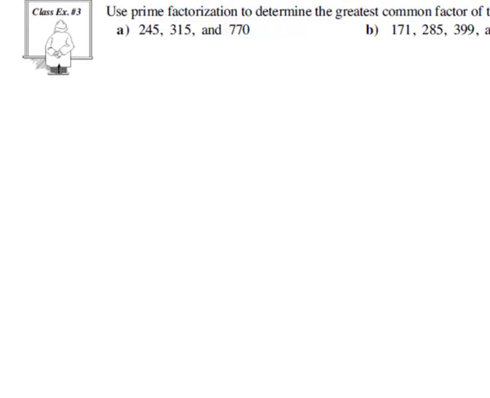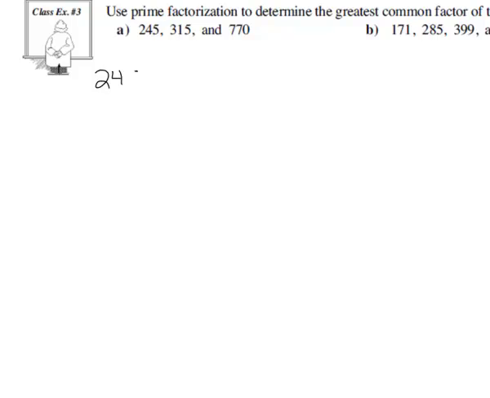Use prime factorization to determine the greatest common factor of the given whole numbers. Remember, to determine the prime factorization, you can use either a tree diagram or division table. For this example, I'll use one of each. In part A, I'll start with a tree diagram.